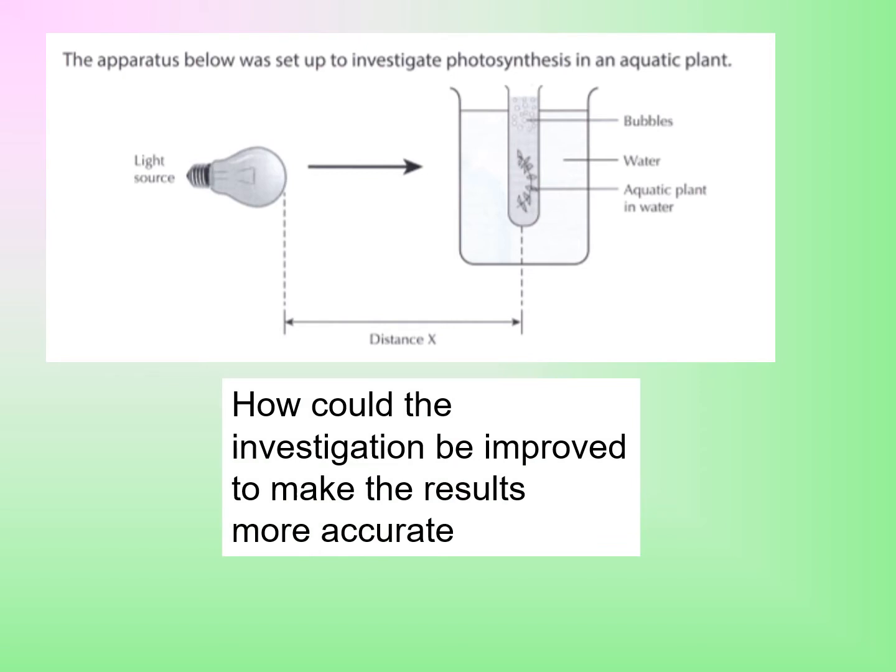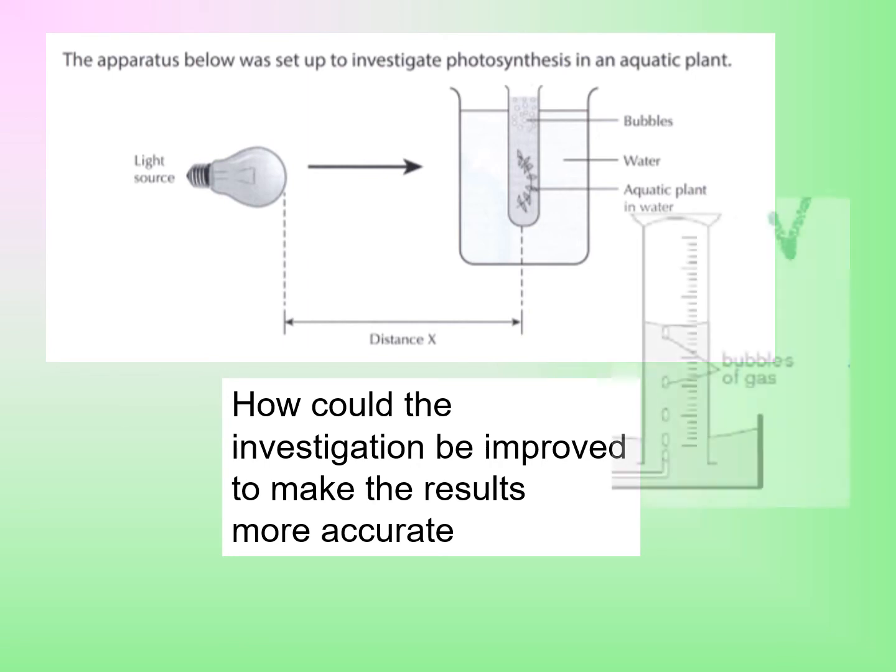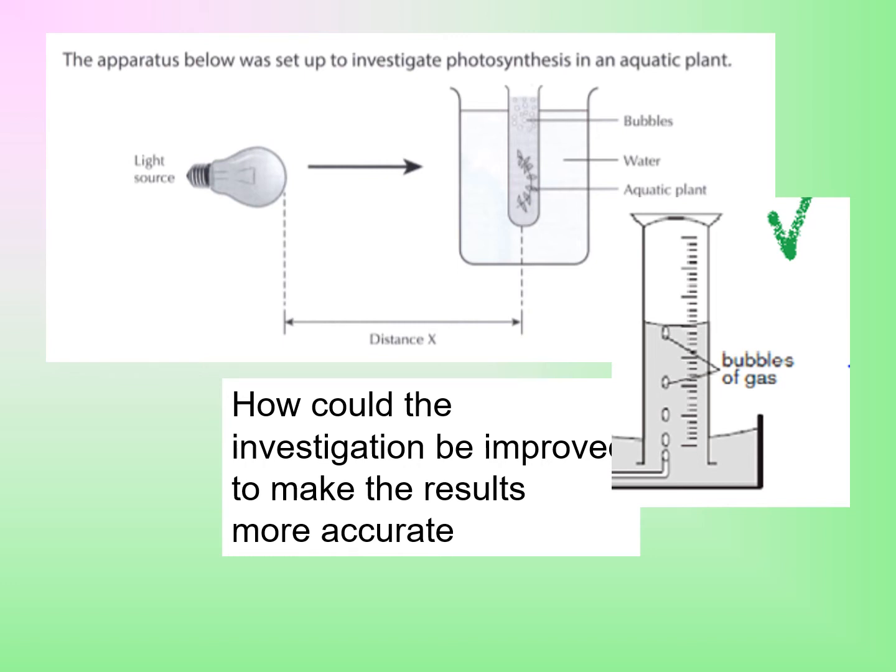Now, how could this investigation be improved to make the results more accurate? So, what we could do is, instead of just counting, why don't we get a measuring cylinder, collect the oxygen gas, and we can see the oxygen collecting at the top of the measuring cylinder, and obviously set a time for that too. So what we're doing is we're measuring the volume of oxygen produced over time instead of counting bubbles. And the smaller the scale in the measuring cylinder, the more accurate measurement of the gas we would get. So accuracy is really about our measurements.